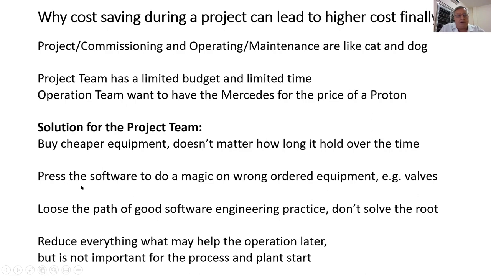Another is pressing software guys to do magic on wrongly ordered equipment, especially valves. I very often got the request to do control on a control valve where I got the maximum flow after 10% opening. That means this valve was much too big. There is no way really to control something. And then they come to the automation guys and ask why your control doesn't work correctly. They don't want to change the valve in the project, so they shift the thing to the software, or later on operating or maintenance have to change this valve to a better one. It can be that you have a specific valve and it takes a long time to order. Those are some exceptions, but I have seen many times that the project team was not willing to change valves. And I think it is not good to think like that.